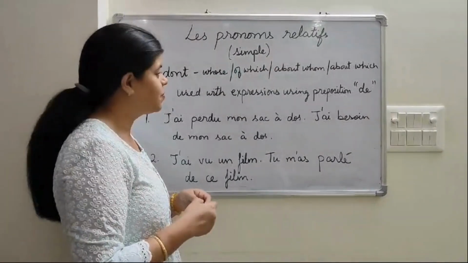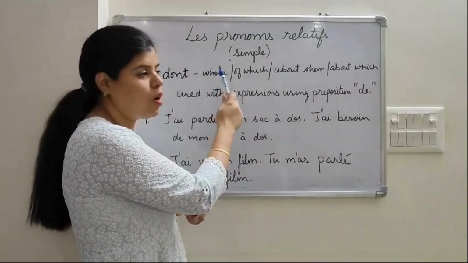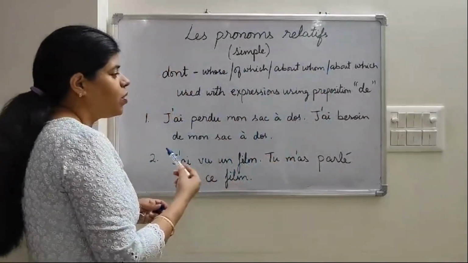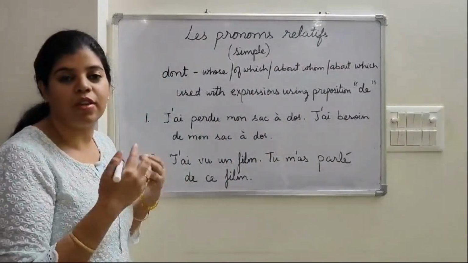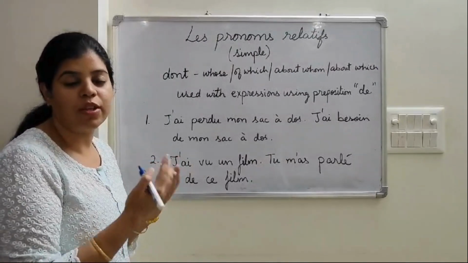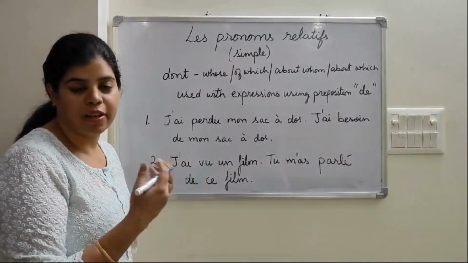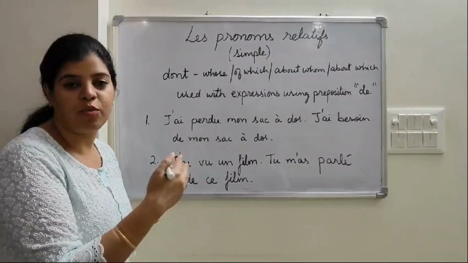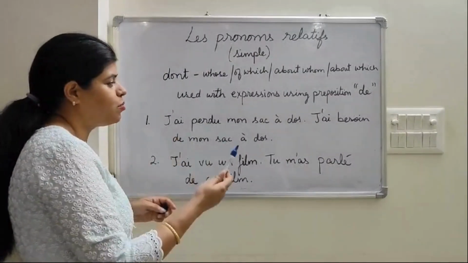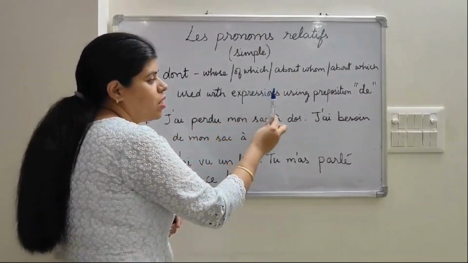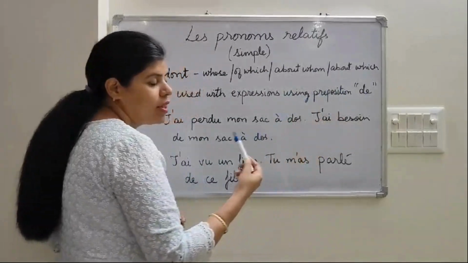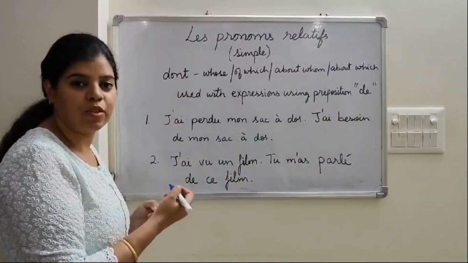Next one is dont. Dont means whose, of which, about whom, or about which. Now, there are some expressions which use de with them. For example, avoir besoin de quelque chose, to need something. Parler de quelque chose. There are such kinds of verbs which use de with them. So whenever there are verbs or expressions using the preposition de, then to replace them we'll be using dont.